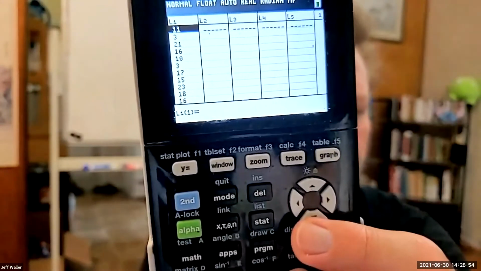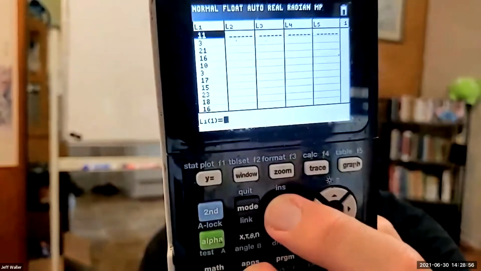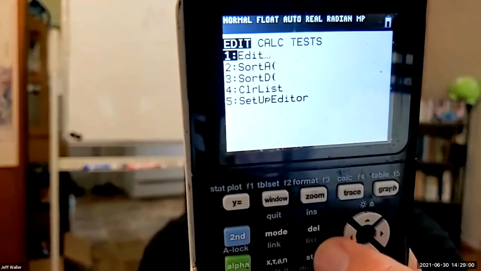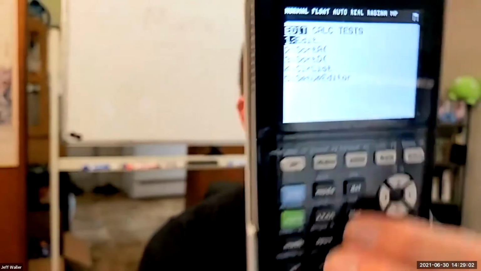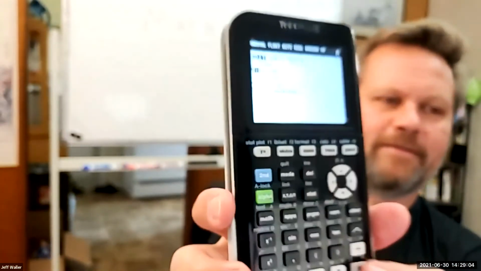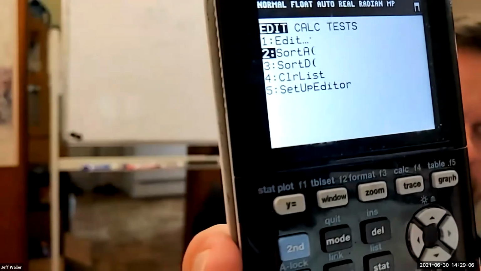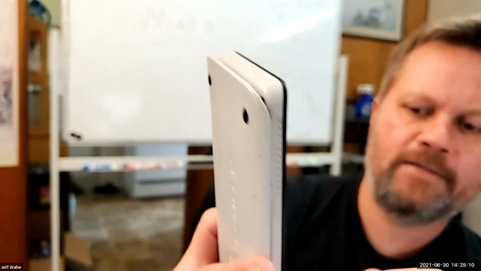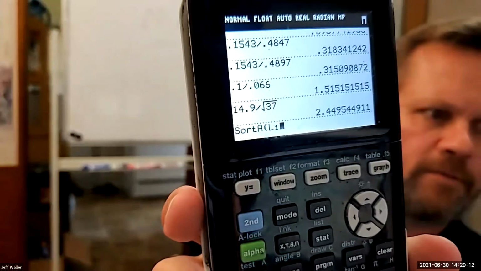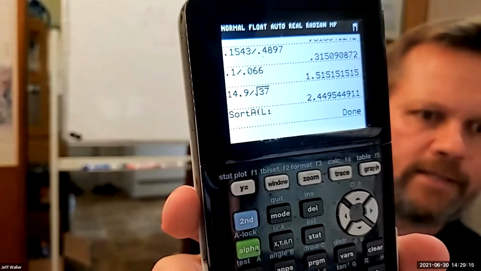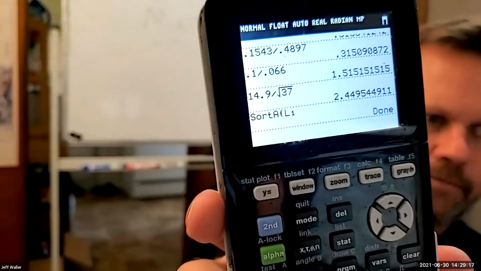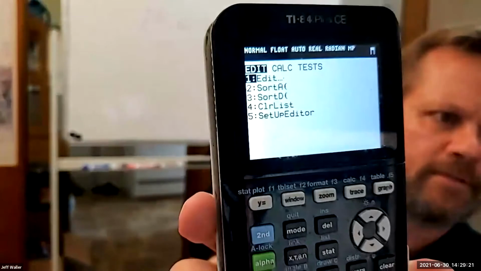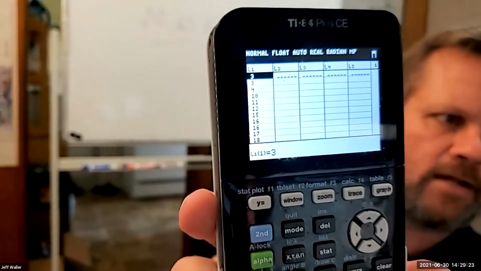Math? Nope. Stat? Sorting. Stat, there it is. Stat, 2, sort ascending. And then I have to tell it which list. So I'm gonna tell it second 1 for list 1. And then it's very anticlimactic. It's like, I did it. So then you go back in, stat, edit, and then it's all in order.